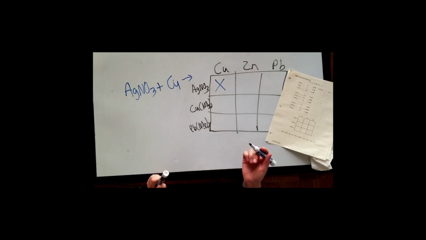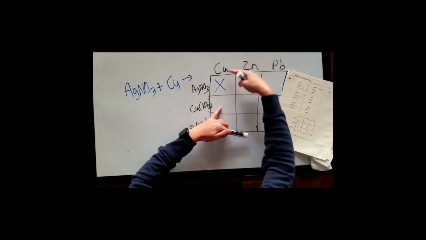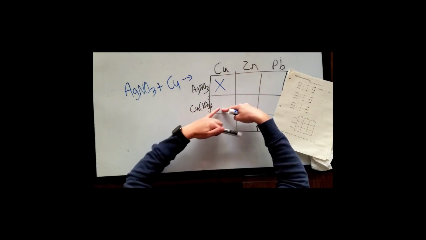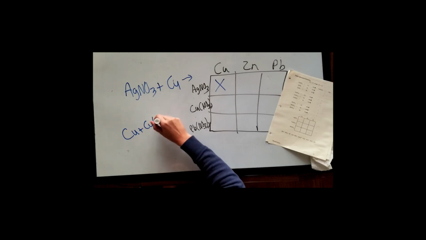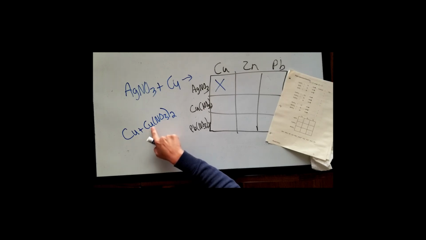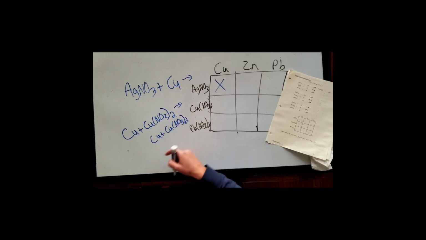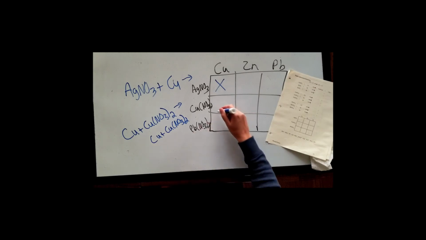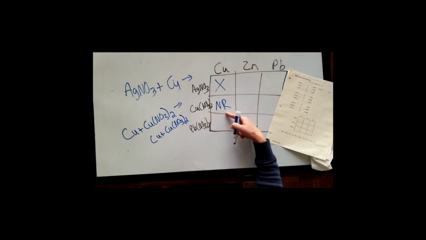If a reaction didn't happen, for example, this next box here, we have copper with copper nitrate. Okay, let's look at that. Copper plus copper nitrate. Well, remember I said copper's switching places with copper, so nothing's actually changing. The reactants and products are the same. So if you mix these two together, you're not going to see a reaction. So this would be NR, no reaction. Copper with copper nitrate, nothing happens.